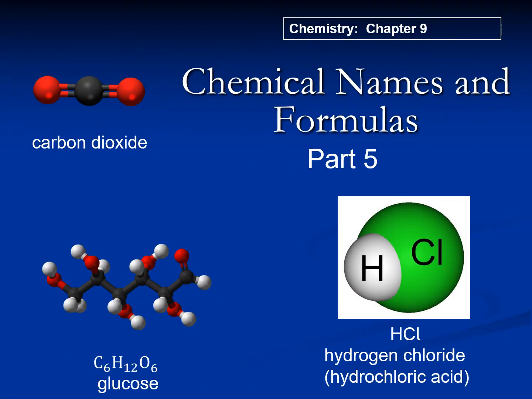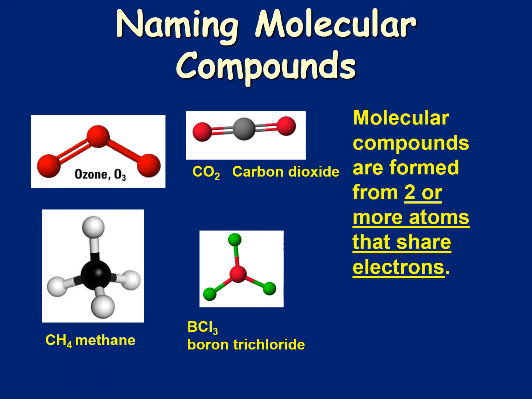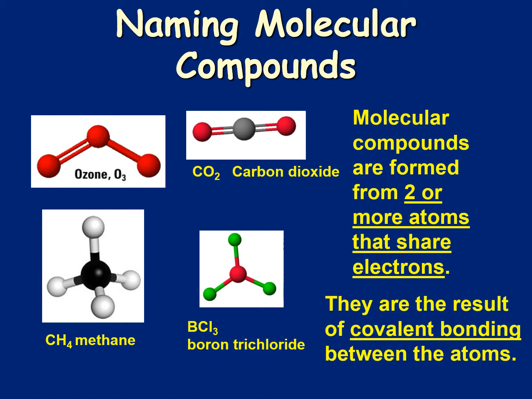This is the fifth and final video of our series on learning how to name chemicals and how to write their formulas. In this video, we are going to concentrate on naming some very simple molecular compounds. Molecular means they are bonded together covalently. So we have two or more atoms that are sharing electrons with one or more covalent bonds.